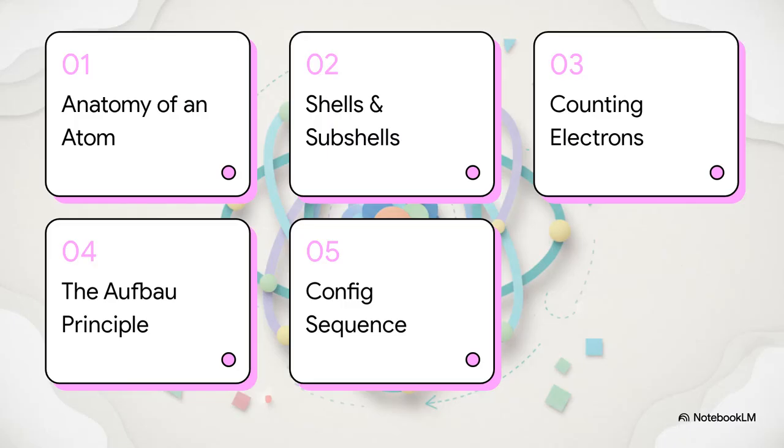Here is our step-by-step roadmap for the day. First, we'll look at the anatomy of an atom. Second, we'll break down shells, subshells, and orbitals. Third, counting electrons. Fourth, the Aufbau principle. And finally, the electronic configuration sequence.